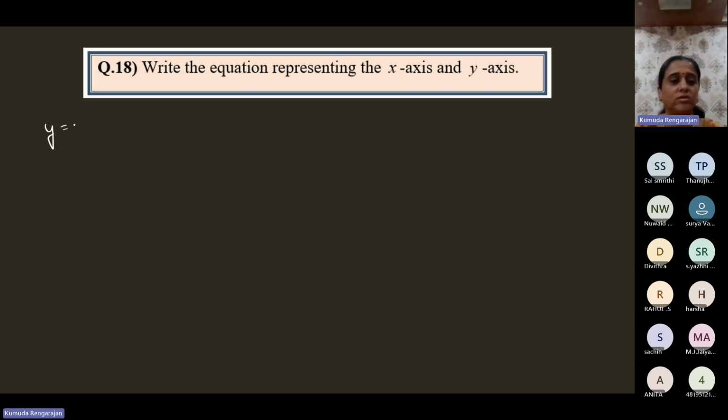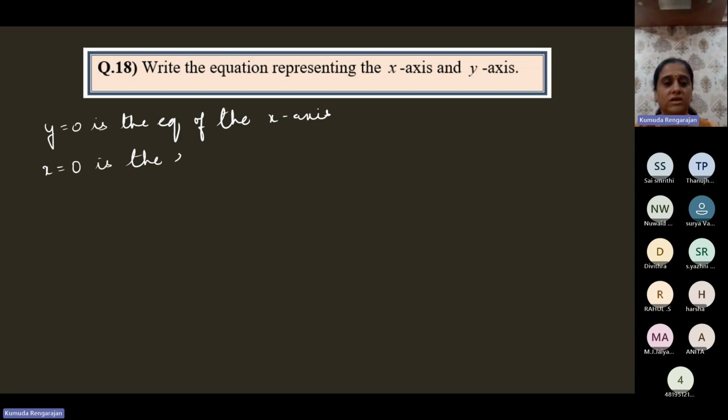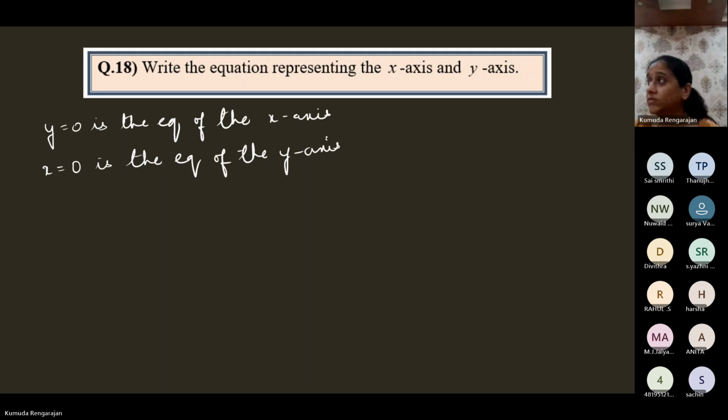y is equal to 0 is the equation of the x-axis. x is equal to 0 is the equation of the y-axis. By the way, y is equal to 0 is the equation of the x-axis. x is equal to 0 is the equation of the y-axis. All right.